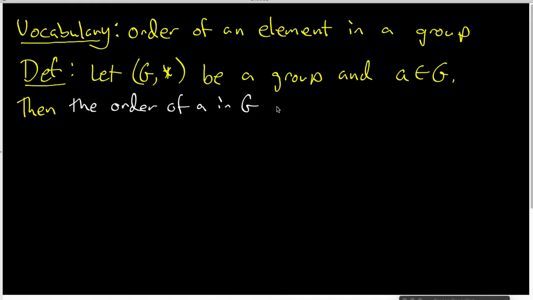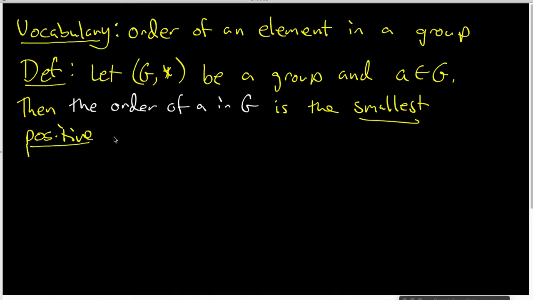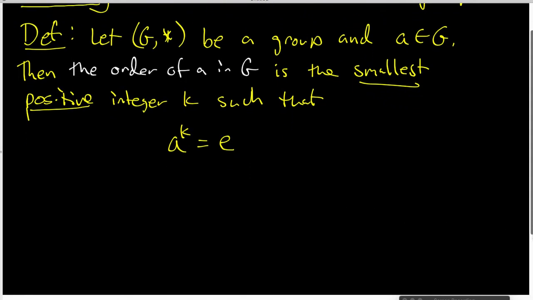The order is going to be the smallest positive integer named k such that a to the k is equal to e, where e is the group identity element. Now, there's a couple of things that I want to point out about this particular definition.